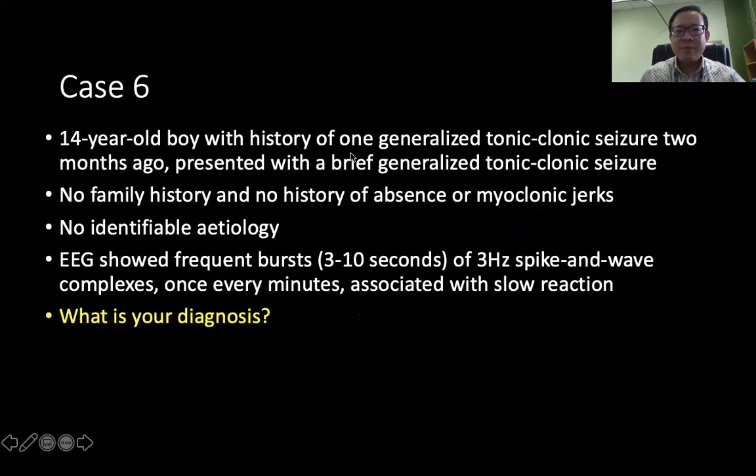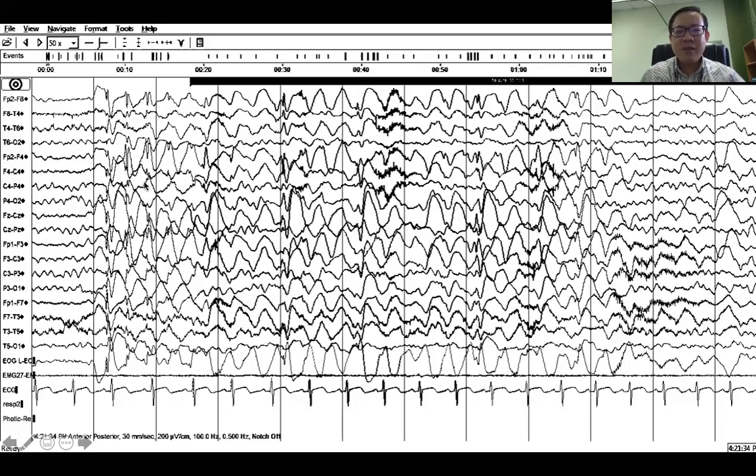The third case, a 14 years old boy with a generalized tonic-clonic seizure a month ago. Now with a brief generalized tonic-clonic seizure only, there's no history of absence and myoclonic jerks. But what happened is the EEG showed very frequent spike and wave, and it's on both sides. It's on the right side as well.